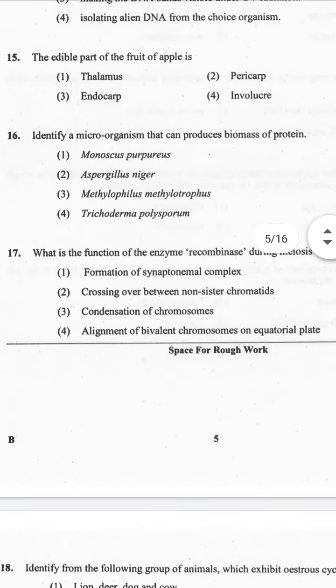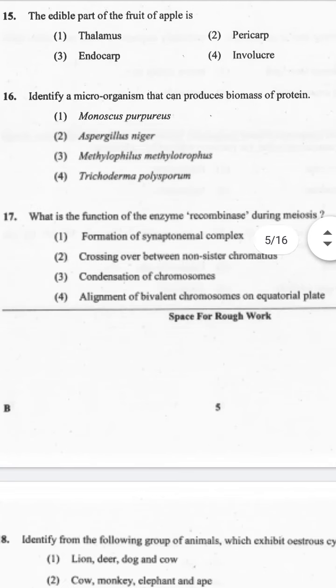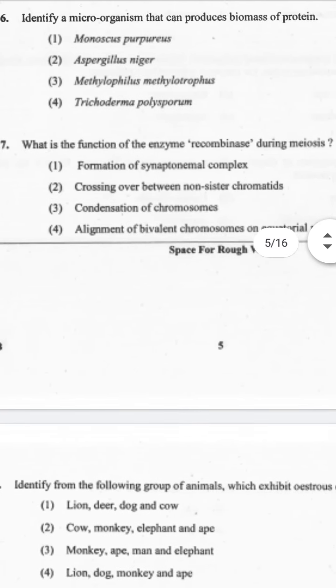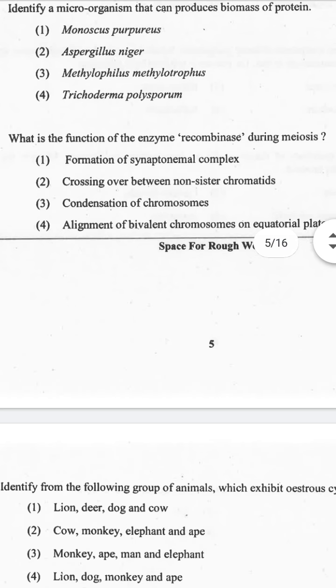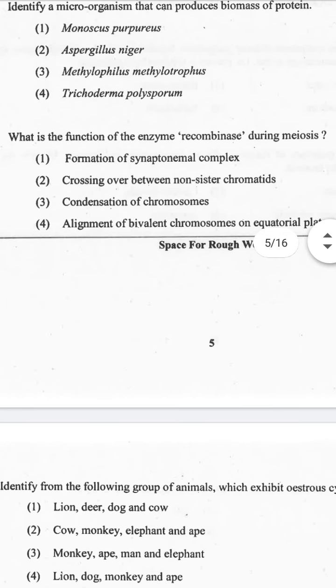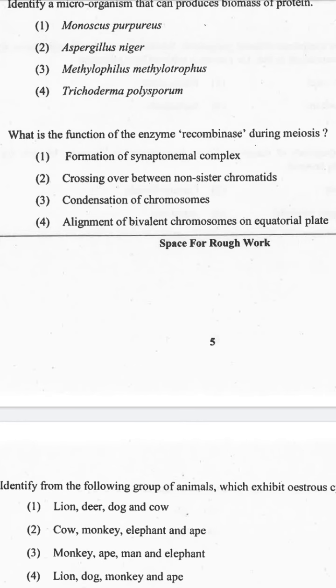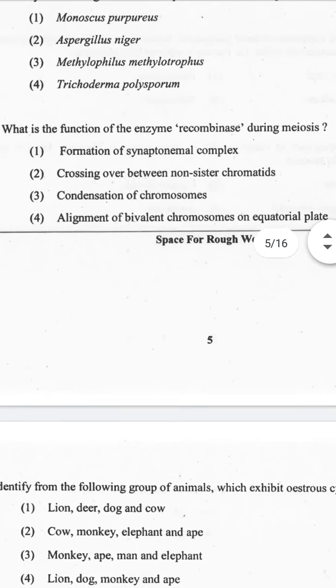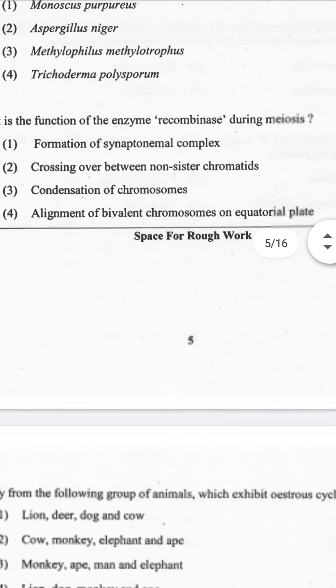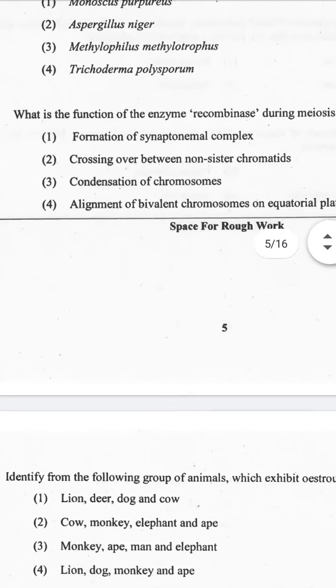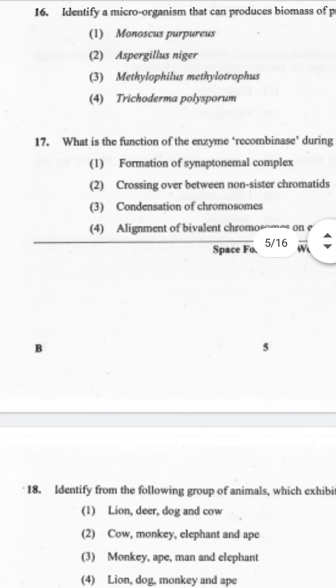Next, 17th question. What is the function of the enzyme recombinase during meiosis? Option 1, formation of synaptonemal complex. Option 2, crossing over between non-sister chromatids. Option 3, condensation of chromosomes. Option 4, alignment of bivalent chromosomes on the equatorial plate. The correct answer is option 2.